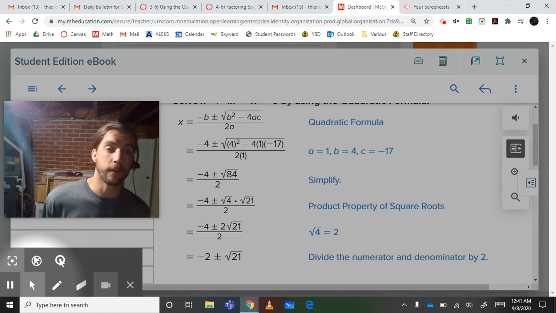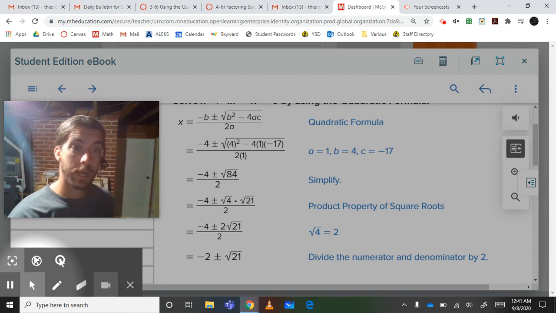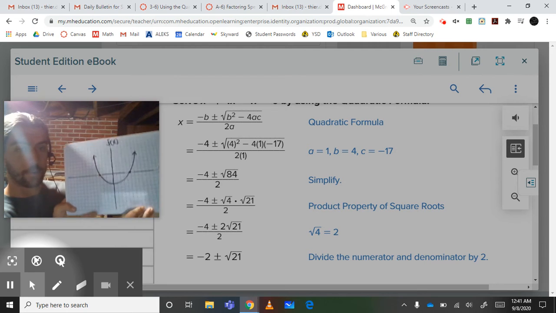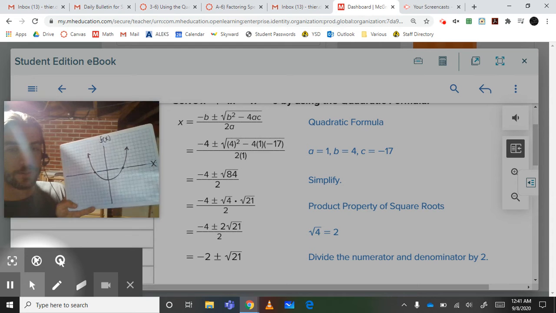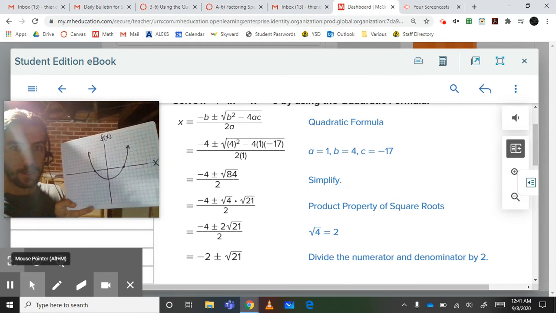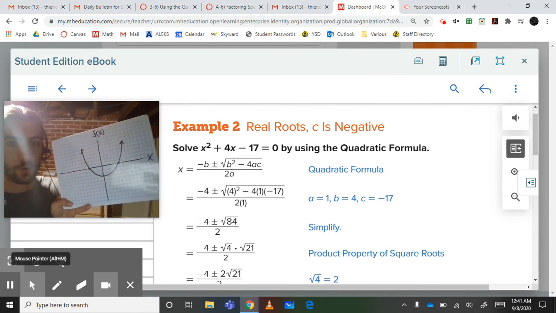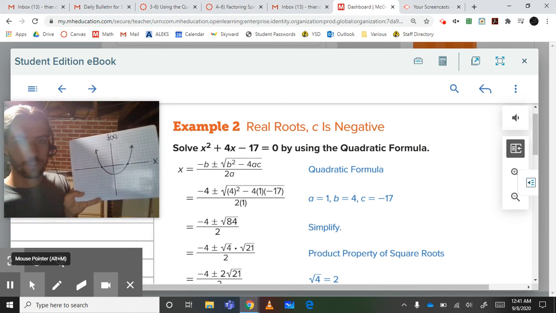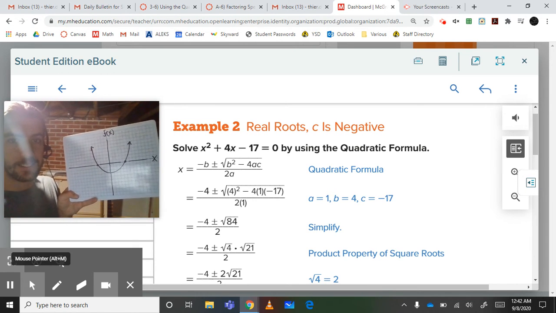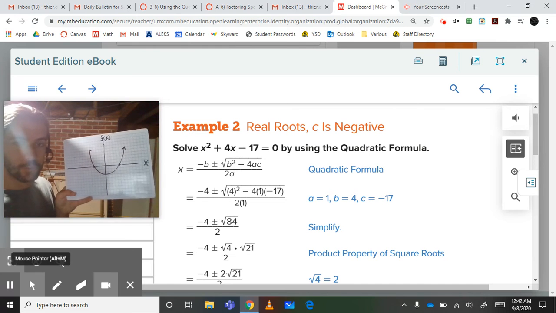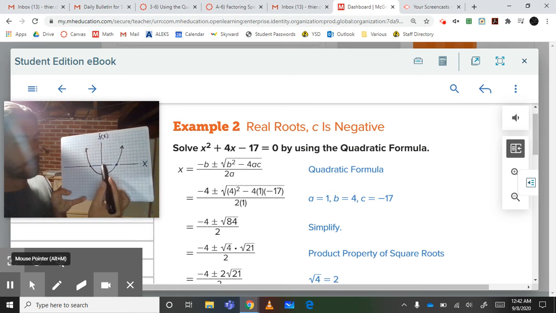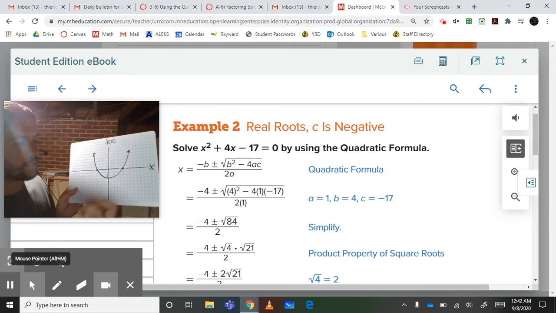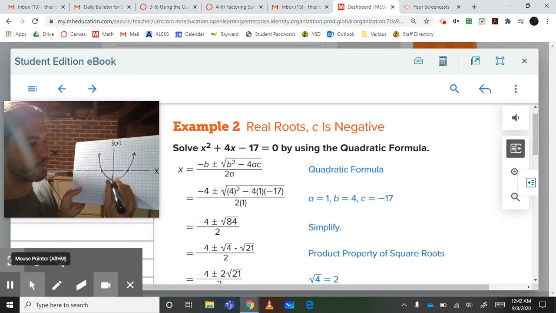Imagine real quick what you think this graph looks like, and if the graph that you imagined looks like this, then you are on the right track. We are looking for one where c is negative, which means that if we think about this, looking at our original equation, x squared plus 4x minus 17, we need to have a situation where if we plug in 0 for x and those first two terms go away, we're looking when x is 0, all that should be left over is our c term, which is our y-intercept, negative 17.